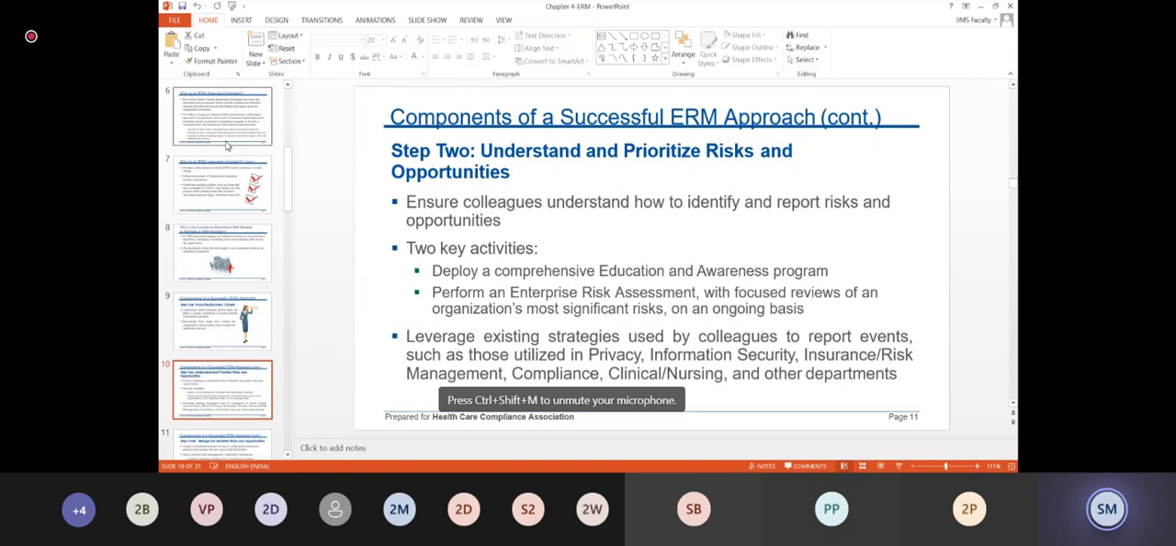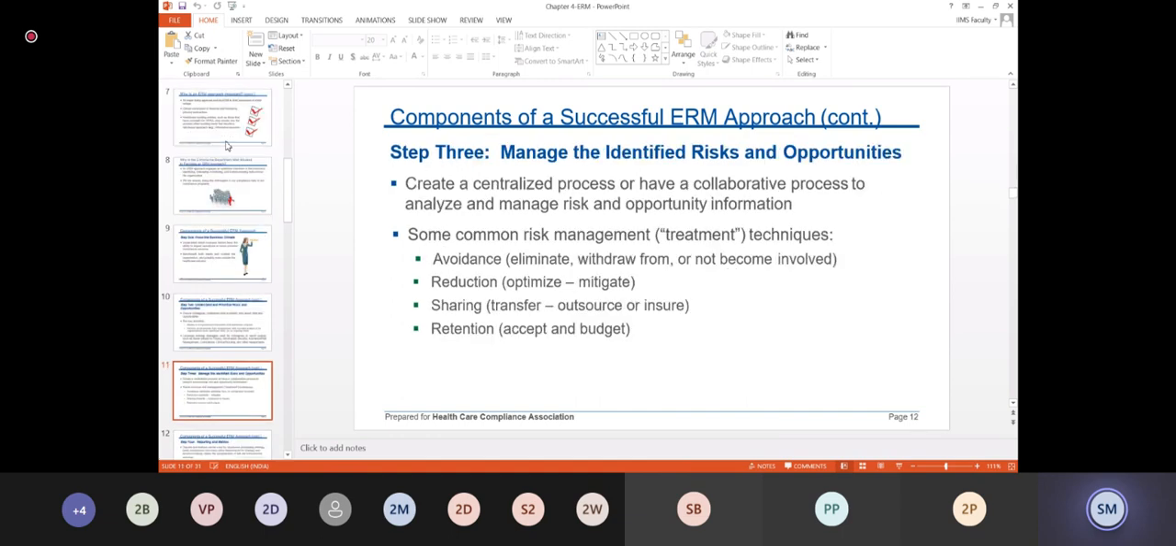So give priorities to your risks depending upon the hazard, the impact, where it can be impacted, how it is impacting. So that these are identified, and identify the opportunities also to handle that risk. Then step 3, manage the identified risk and opportunities.